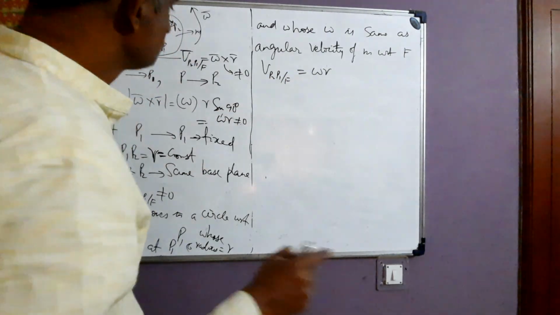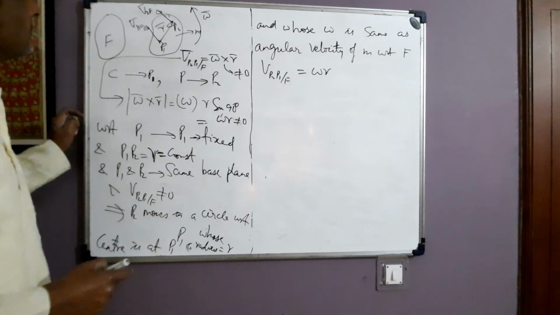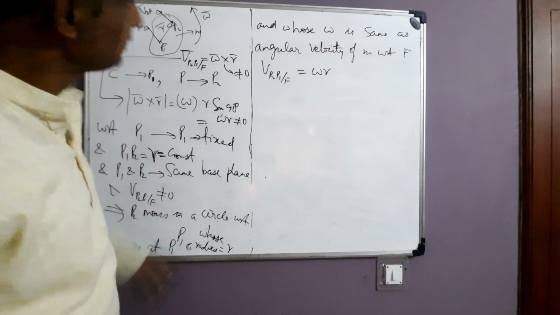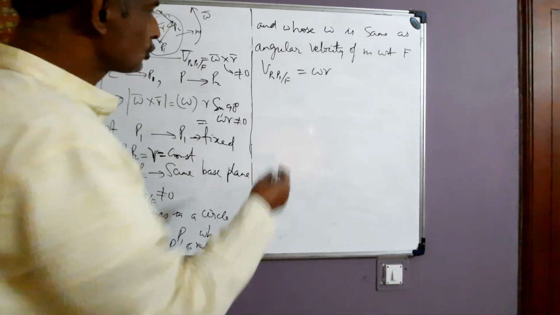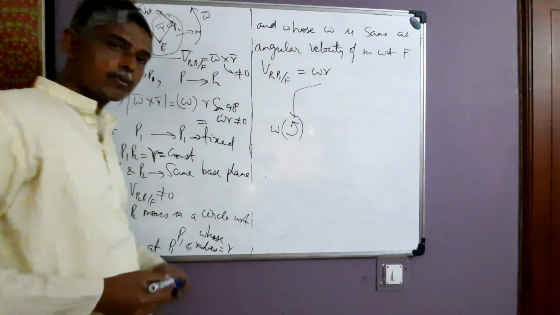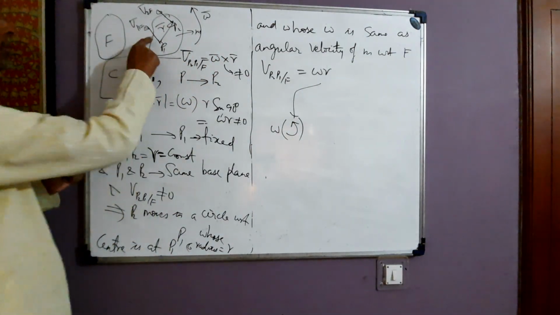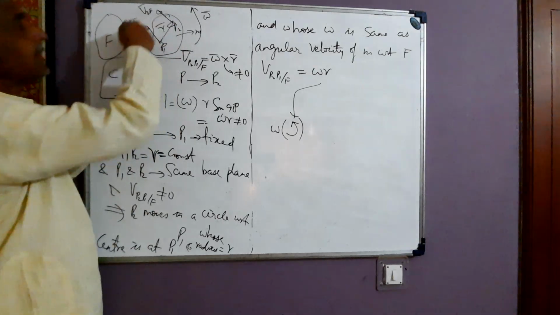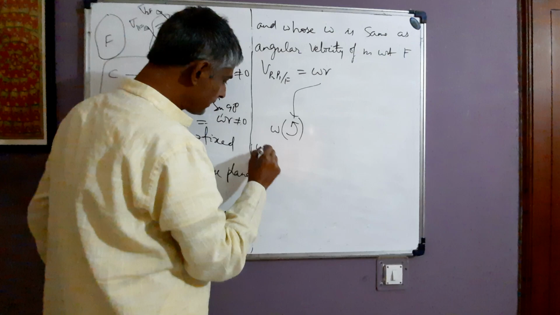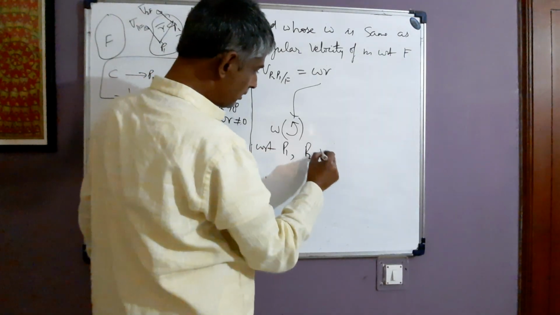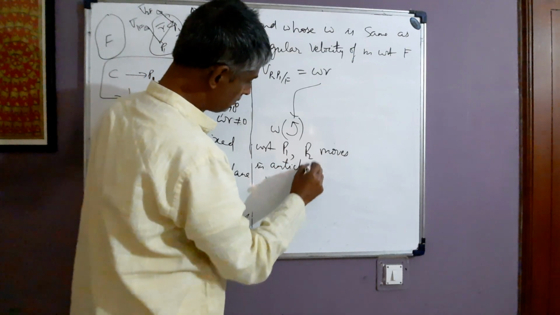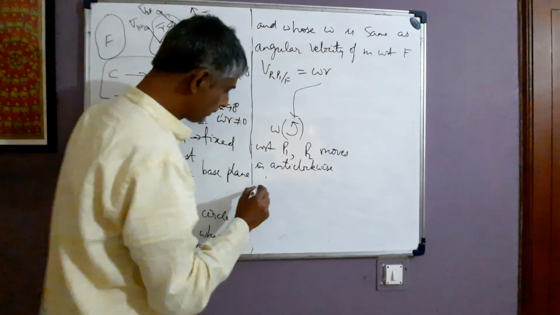Okay. So now two possible cases arise. Omega of M with respect to F may be in the anti-clockwise sense or in the clockwise sense. Here we assume the anti-clockwise sense. Alright. So two cases. The sense of omega is, say, anti-clockwise. So now what will we say? With respect to P1, P2 moves in an anti-clockwise circle whose center is at P1 and radius R.